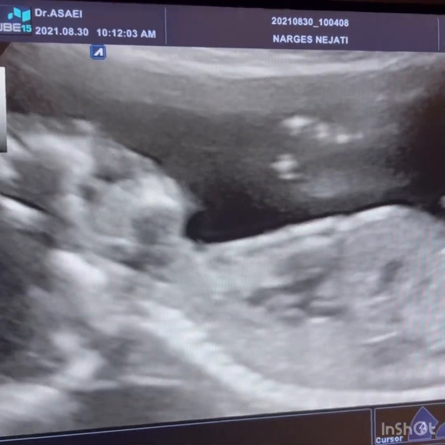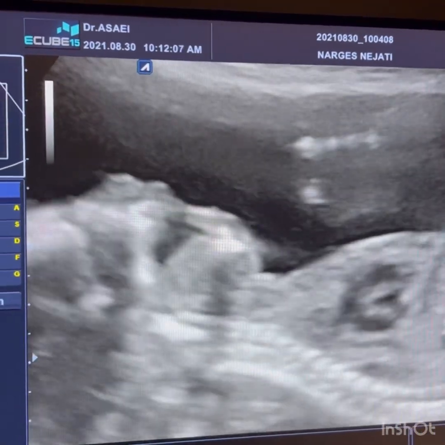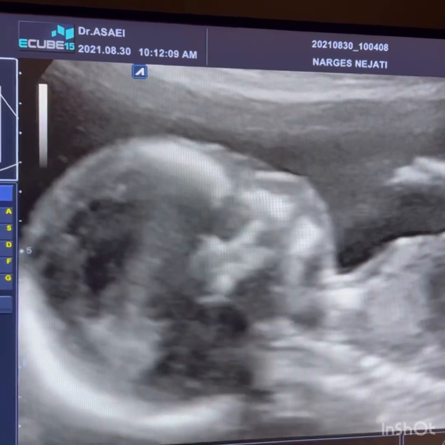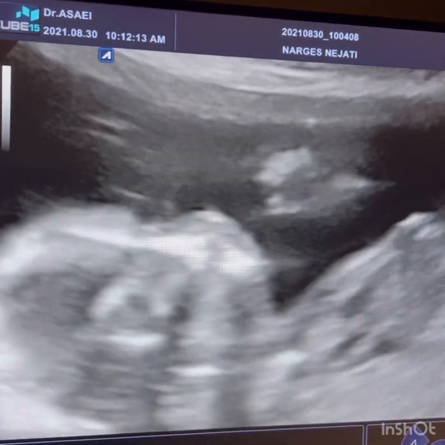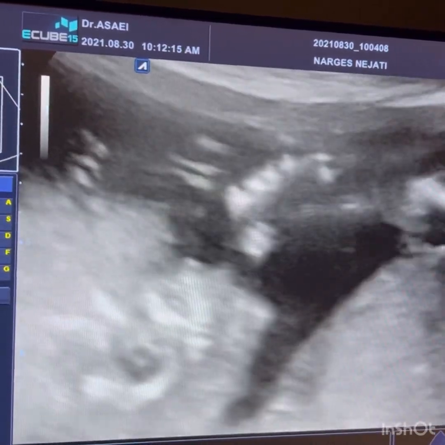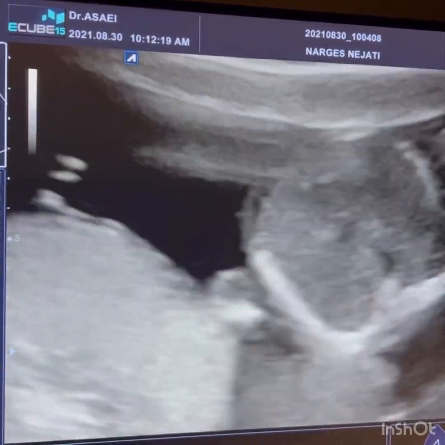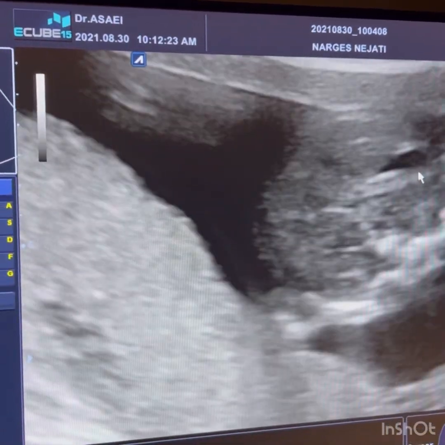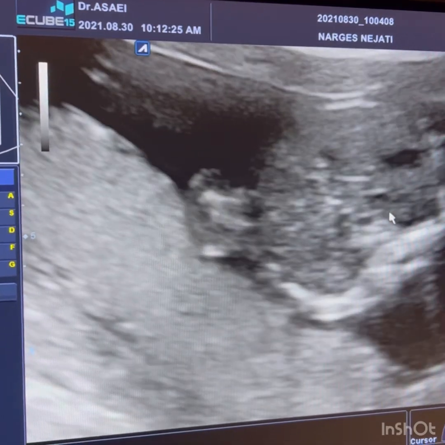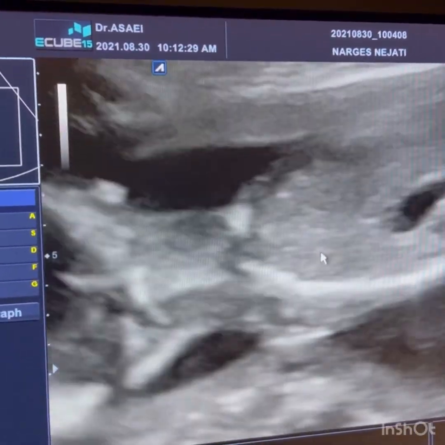Here is another fetus with a normally distended stomach. In transverse view, we can see the full body of the fetus, and in axial view, we can see the stomach on the left side of the fetal body adjacent to the left kidney.